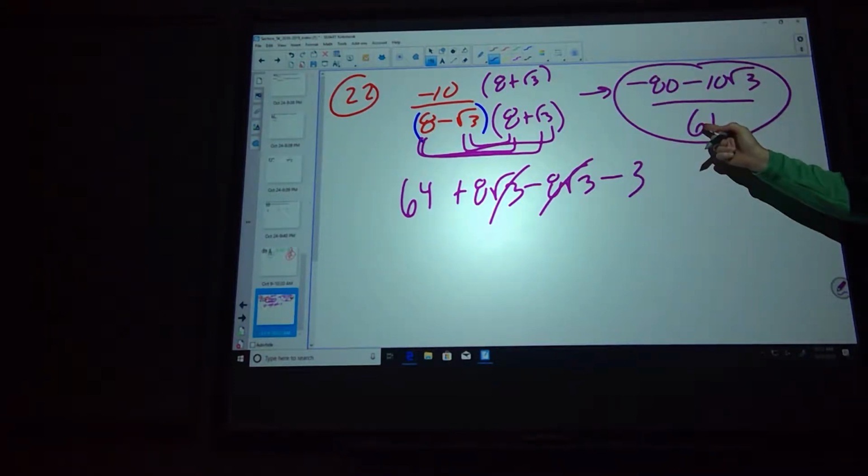Check to see if you can reduce. You can't. 61 will go into 10 and 80 both. Okay, yes, 1 does. But what else? Yeah. 11.